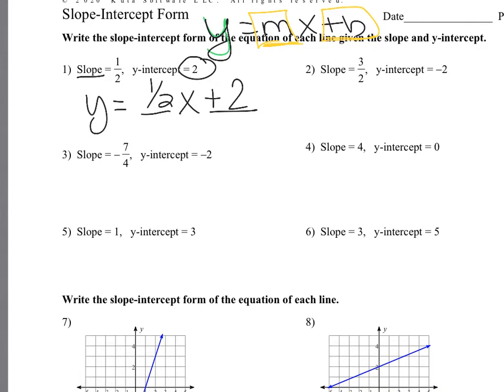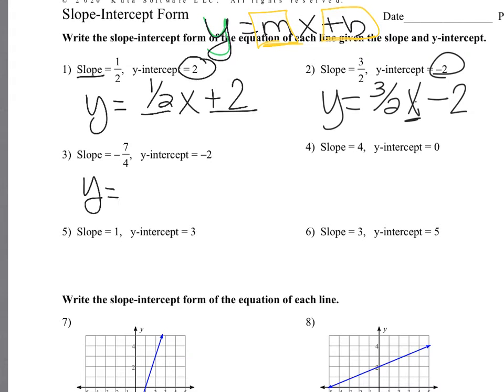All right, so this one would be y equals m is 3/2. And we're going to leave it an improper fraction because it's slope. That tells me which way to go up and down on my graph. Always don't forget your x, okay? Your slope is the coefficient of x. It's not x. It's the coefficient of x. And then my y-intercept is -2. All right, so this one would be y equals m, your slope, -7/4. Don't forget your x, and then your y-intercept -2.